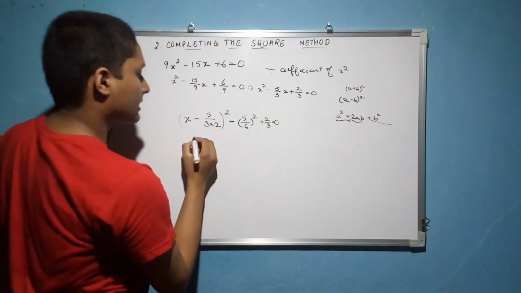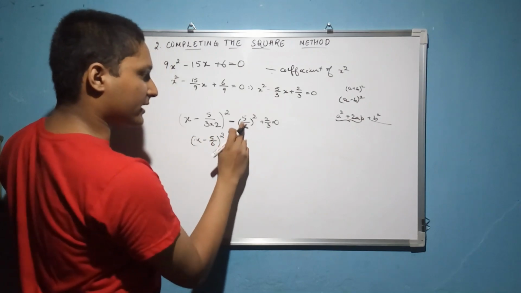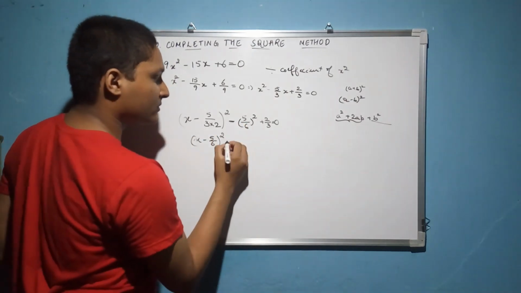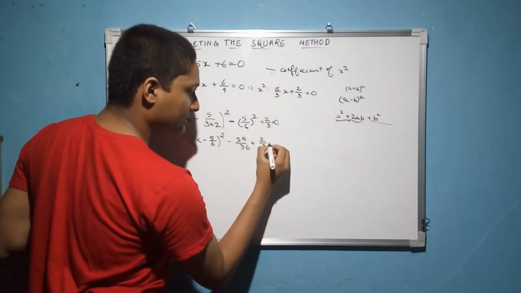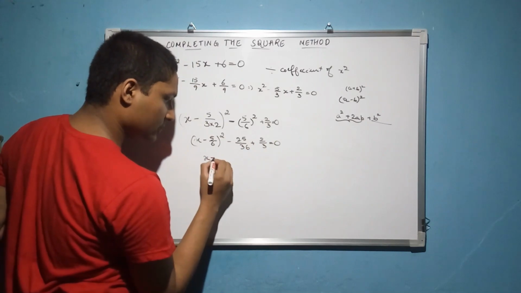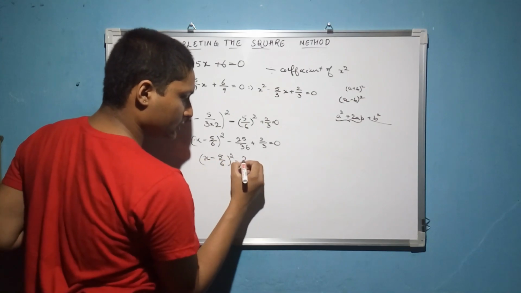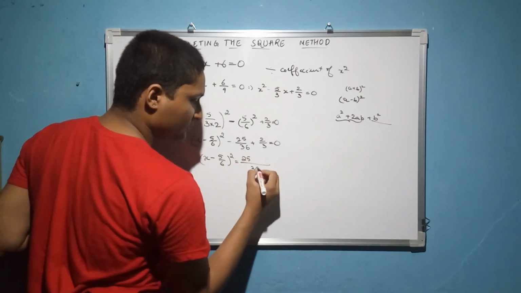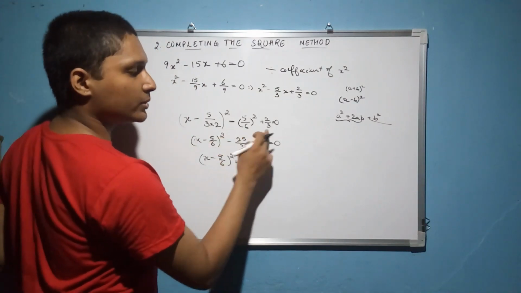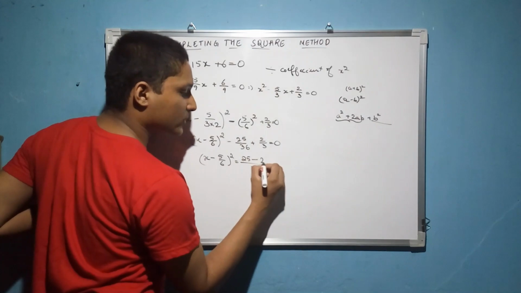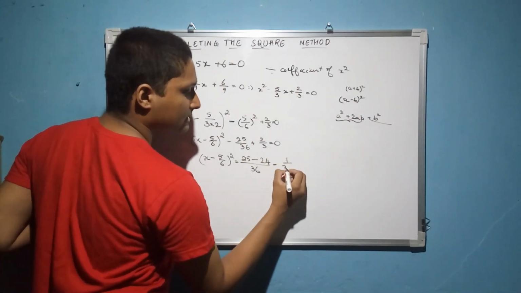Now we have x minus 5 by 6 whole square. Then you have 5 by 6 whole square, which you write as minus 25 by 36, plus 2 divided by 3 is equal to 0. Or I can write it as x minus 5 by 6 whole square is equal to 25 divided by 36, and I need to take the LCM. So 3 into 12 is 36, so 2 into 12 I need to do. 2 into 12 comes to be 24. So it is 25 minus 24, that is 1 by 36.